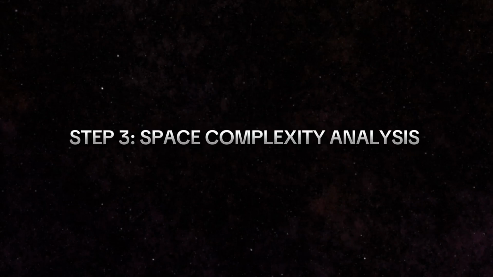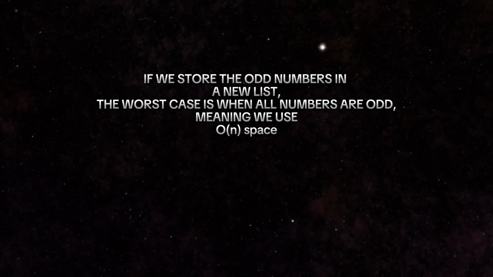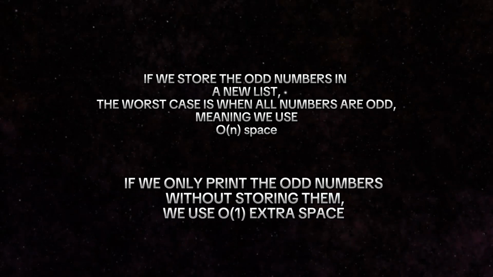Step 3. Space complexity analysis. For space complexity, it depends on how we handle the result. First, if we store the odd numbers in a new list, the worst case is when all numbers are odd, meaning we use O(n) space. Second, if we only print the odd numbers without storing them, we use O(1) extra space.